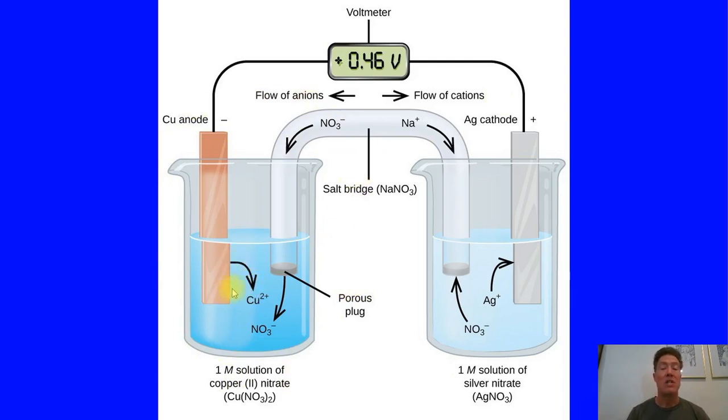And so ionization is going to happen here at the anode. And as these copper ions are produced, it's going to release electrons, which are free then to flow through the wire and then be reduced over here. So we have a loss of electrons over here, that's an oxidation reaction, and a gain of electrons over here, that's a reduction reaction.